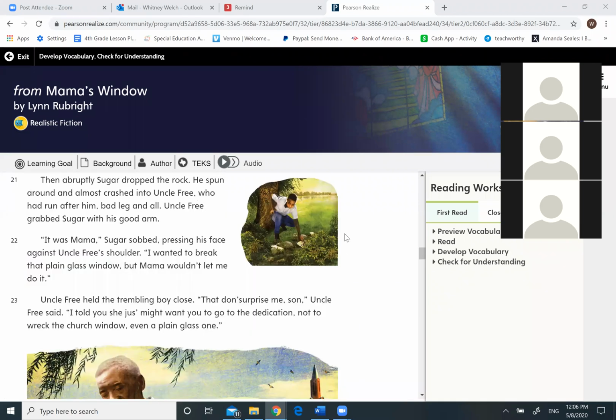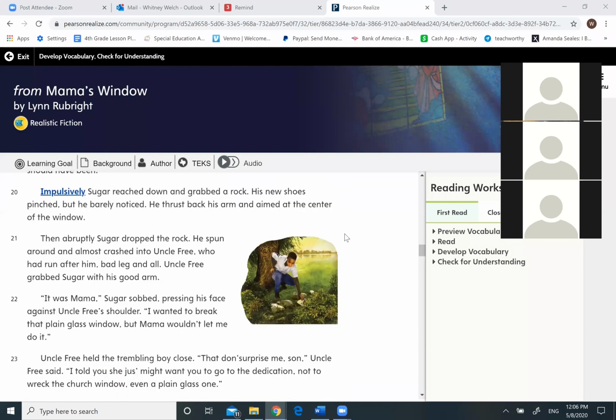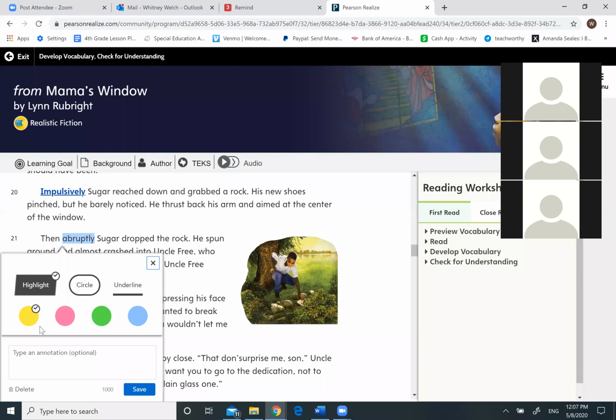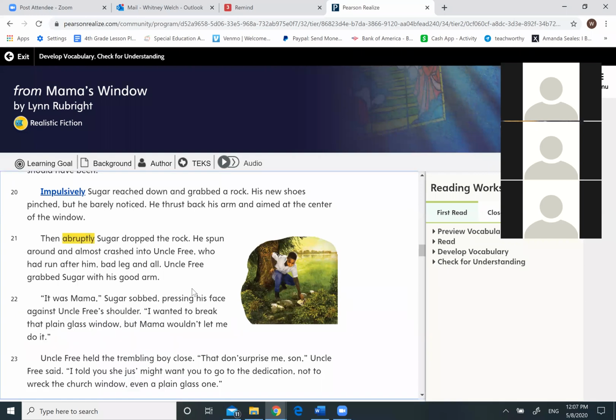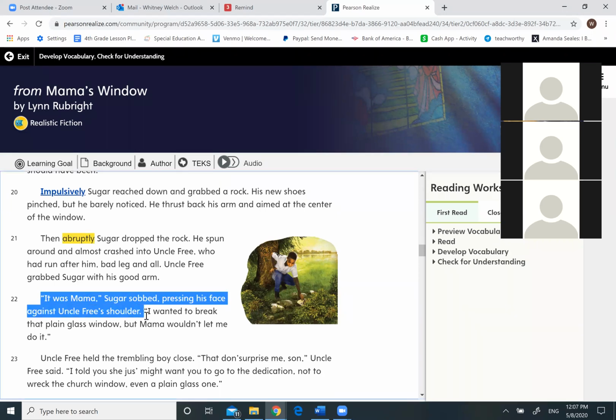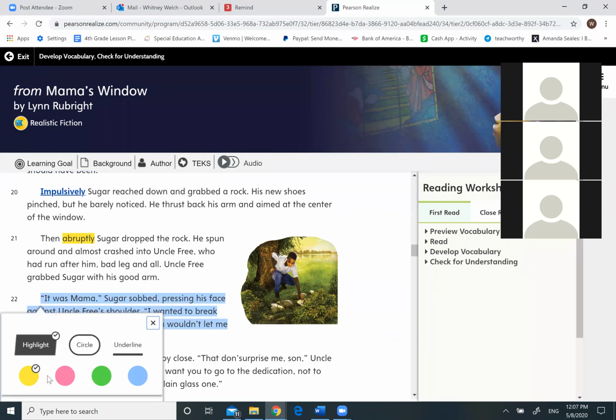Very good, thank you. So here in the midst of Sugar feeling upset and almost throwing the rock into the window, he drops the rock abruptly. Abruptly means suddenly, okay? So very quickly. And he spun around and almost crashed into Uncle Free, who ran after him. And then notice it says, "It was Mama," Sugar sobbed, pressing his face against Uncle Free's shoulder. "I wanted to break that plain glass window, but Mama wouldn't let me do it."